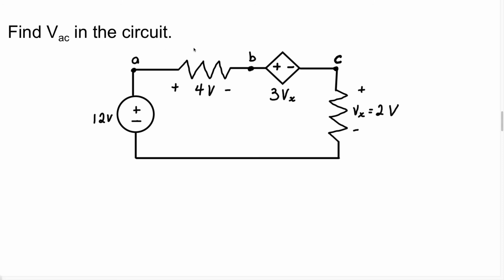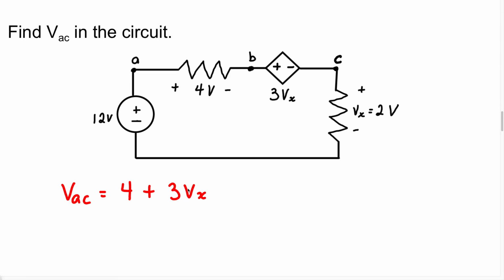And because we're walking from A to C, I'm going to go this way. Therefore, I can say VAC equals 4 volts plus, because we're also entering the positive terminal of this source, we have 3Vx. Therefore, we just wrote down the voltages for VAC, right?